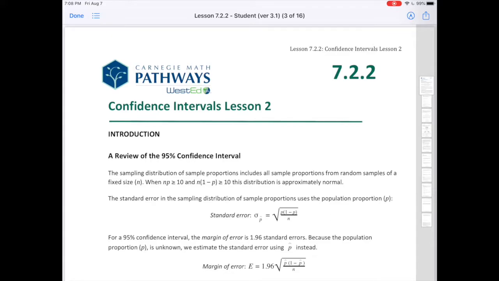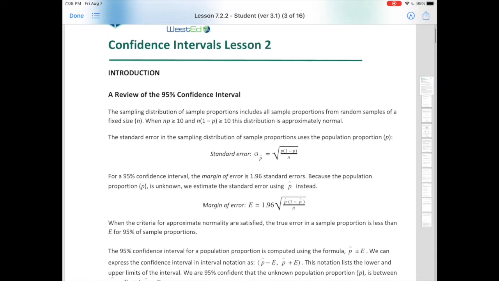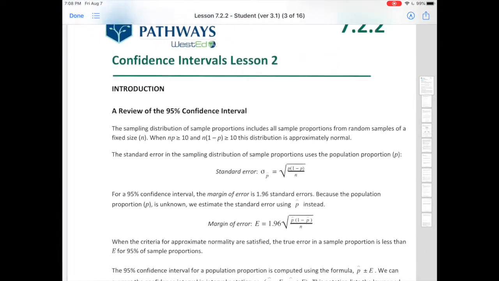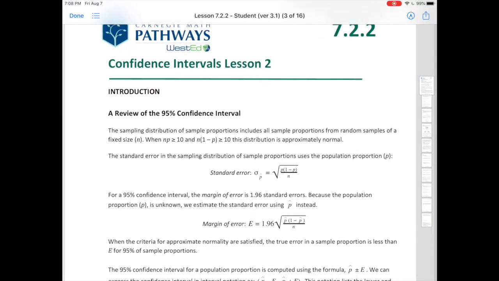The sampling distribution of sample proportions includes all sample proportions from random samples of a fixed size n. When n times p is greater than or equal to 10 and n times 1 minus p is greater than or equal to 10, this distribution is approximately normal. The standard error in the sampling distribution of sample proportions uses the population proportion p. So the standard error is obtained by using this formula. It's the square root of p times 1 minus p divided by n.